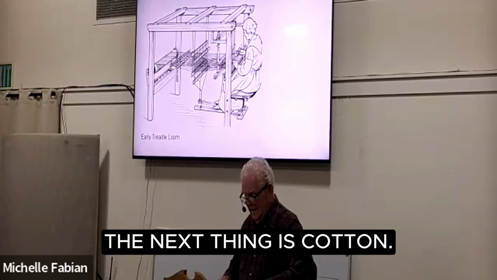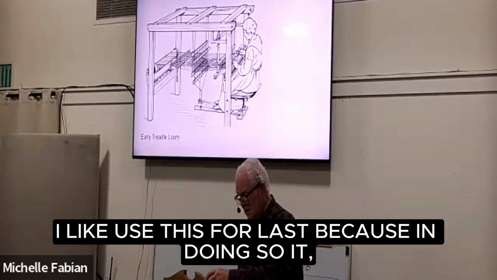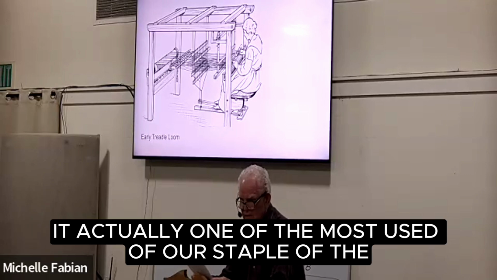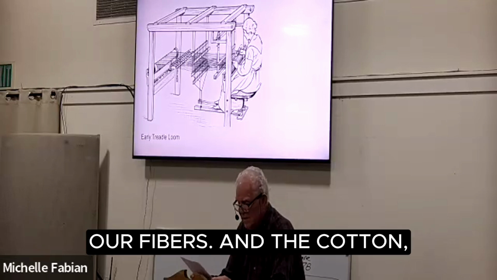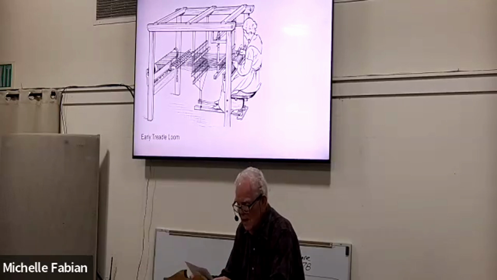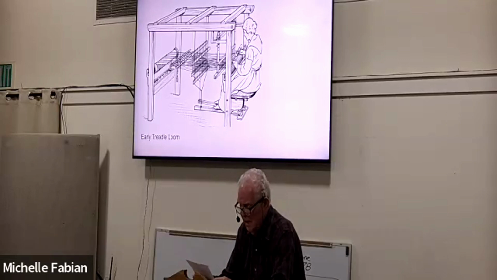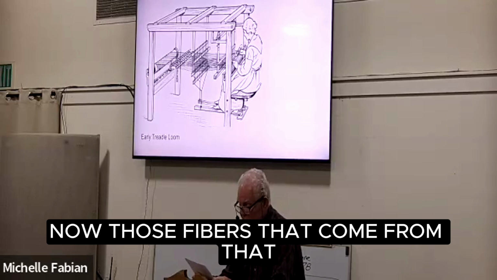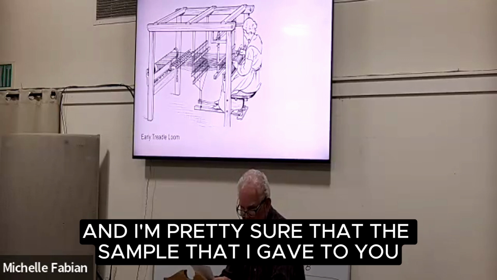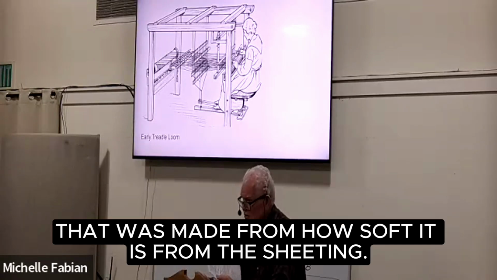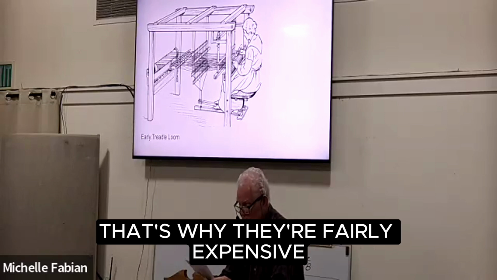The next thing is cotton. I've saved this for last because it's actually one of the most used of our staple fibers. There are different types of cotton, such as Pima, Egyptian, or Sea Island cotton. Now for the fibers that come from Pima and Egyptian, I'm pretty sure that the sample I gave to you is made from Pima cotton, which is why the sheeting is so soft. That's why they're fairly expensive, but I got it on sale.